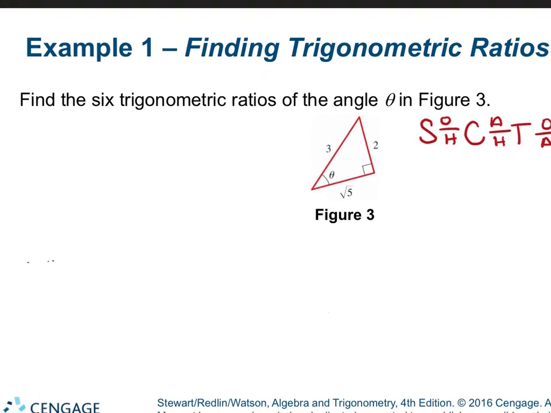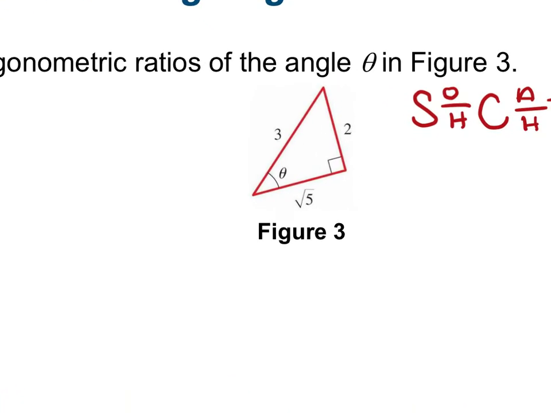So, let's label these before we do anything else. Looking at this triangle, you want to find the side length that's opposite of your right angle. Your right angle is always going to have that little box on it. So, opposite of that gives you your hypotenuse. So, the 3 is your hypotenuse.